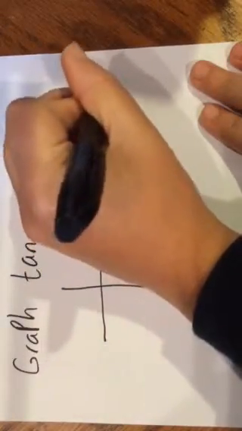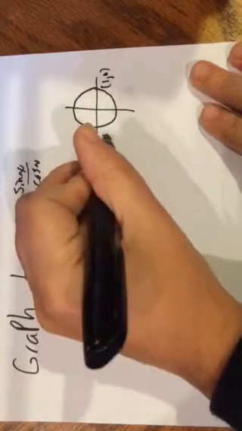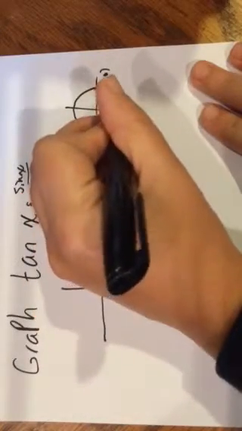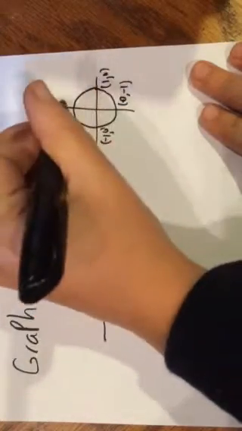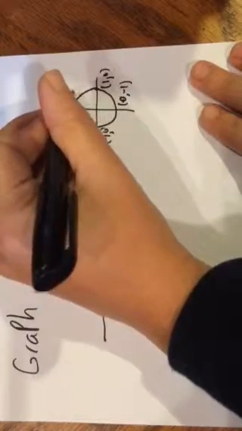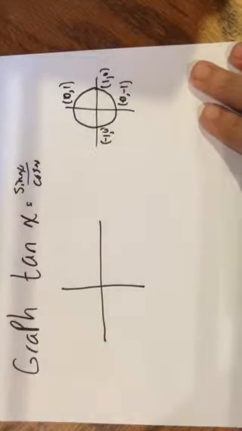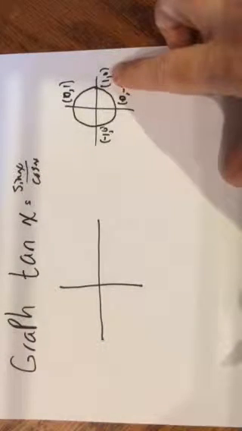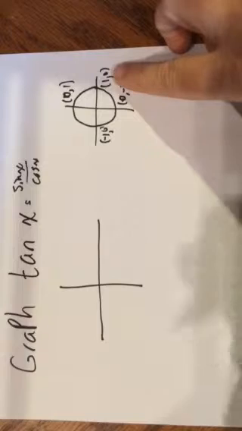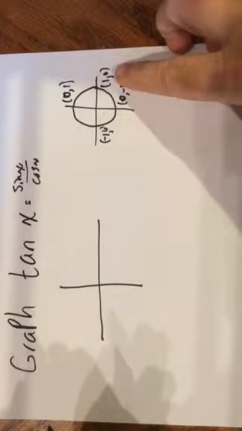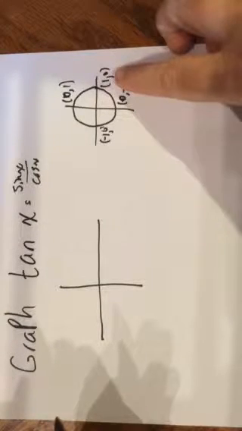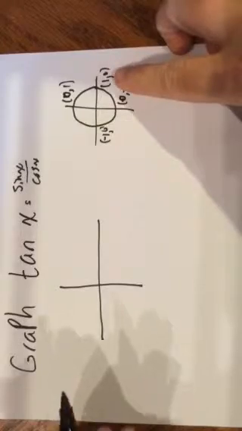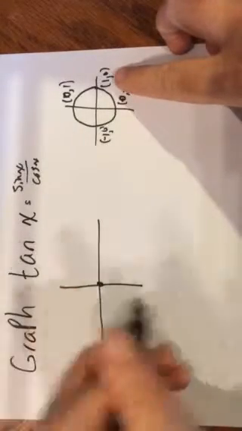And I have some points, (1, 0), (-1, 0), (0, -1), and (0, 1). And I'm going to see what happens on the points I've been doing. So the points I've been doing at (1, 0), I'm going to get sine over cosine. So sine is my y, cosine is my x. So 0 over 1 is 0.